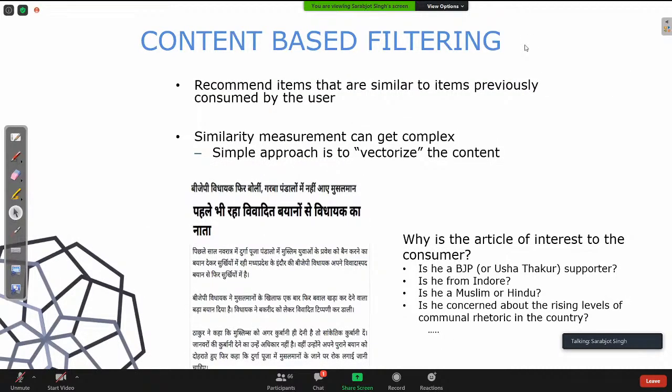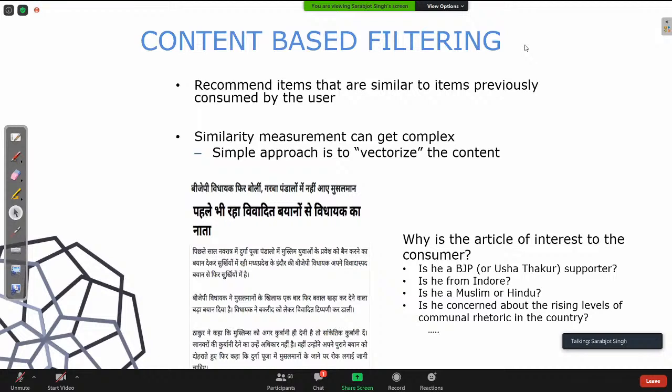So if we go on to then content-based filtering. What we've talked about till now is collaborative filtering. Let's get into content-based filtering. So how does that work? Right? So, for example, a news website where a user comes along and reads this particular article. For those of you who are not Hindi readers, I apologize, but essentially this article is about some commotion between two communities in the city of Indore, and a central character there is a BJP MLA called Usha Thakur.